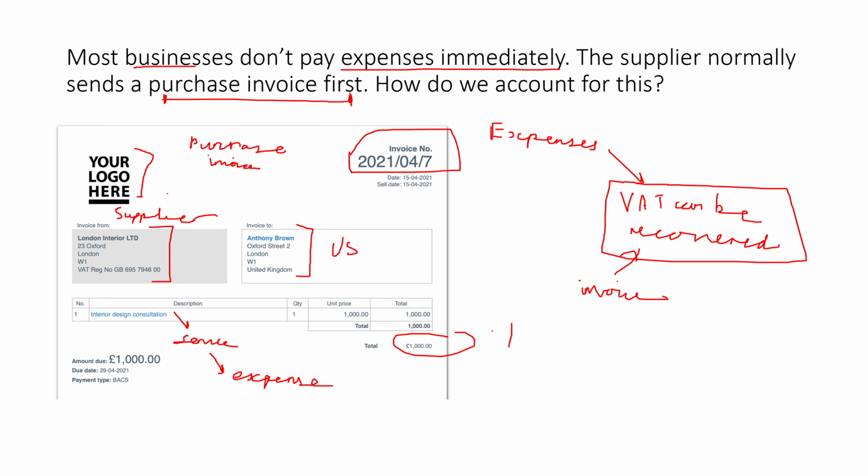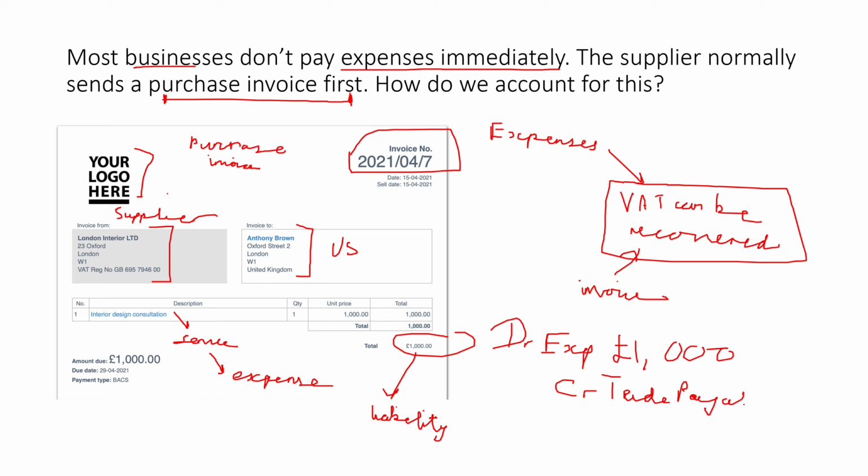So I know I have to debit expense £1,000. But what I don't know is, where do I put my credit to? Because I'm not paying any cash, am I? Well, if you think about it, this is a liability. It means we owe money to this given supplier. And we have a type of liability account called a trade payables account. This is a balance sheet account, as all liabilities are. So we do credit trade payables £1,000. It means we owe £1,000 to this given supplier.